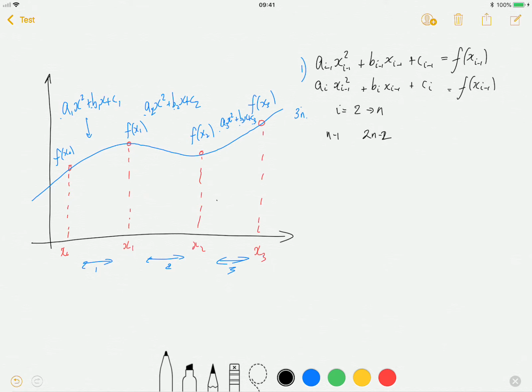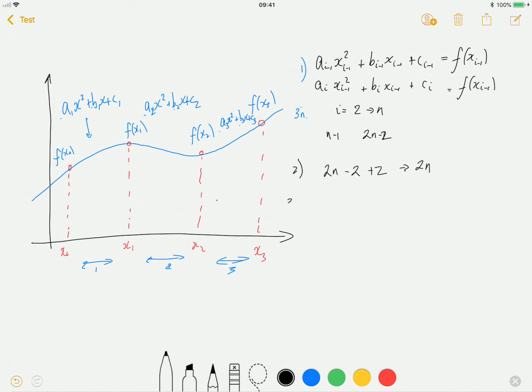Okay, second statement. The first and last function must pass through the endpoints. So we have two more additional equations. I'm not going to rewrite the polynomials, but if we have two more equations, then effectively we've gone from 2n minus 2, we've added two more equations, so now we are at 2n conditions. Okay, we are still ill-conditioned because we have 3n unknowns.